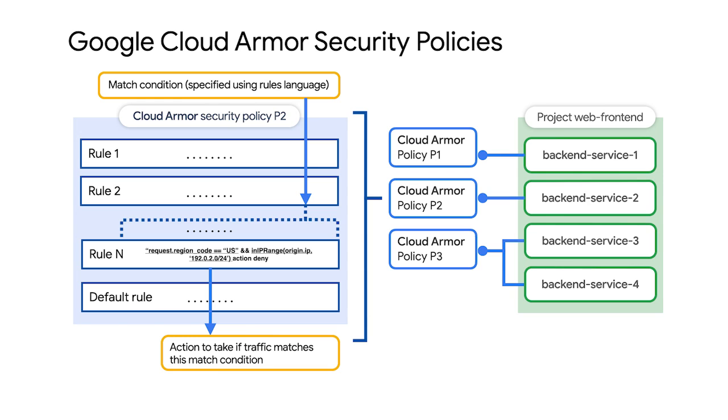Similar to the VPC firewall, the lower the priority number, the higher up in the match hierarchy a given rule is. A security policy is attached to a backend service. A backend service can only have one security policy associated with it. A security policy can be reused, however, across multiple backend services.